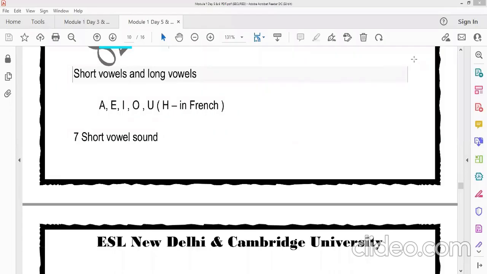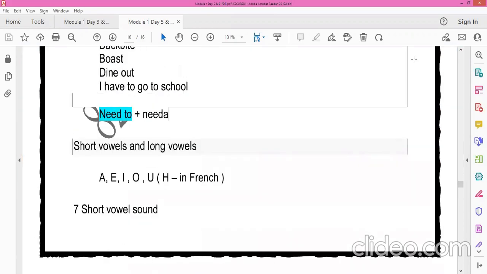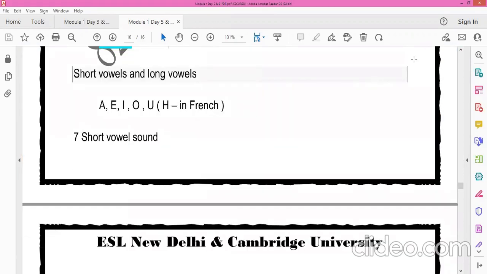Okay, great. So just a second. Yeah. So short vowel zone and long vowel zone.